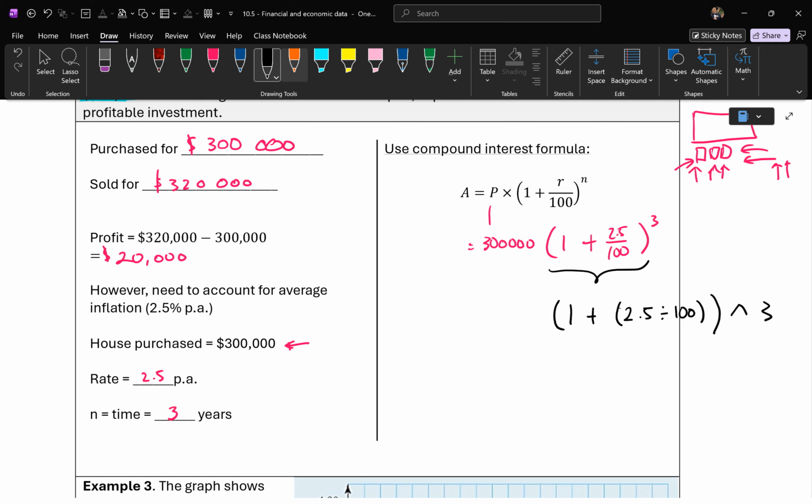And once you get the number, then you get answer times 300,000. And you should then get your final answer. Okay, so press enter first just to get the bracket out of the way. And then you times by 300,000.